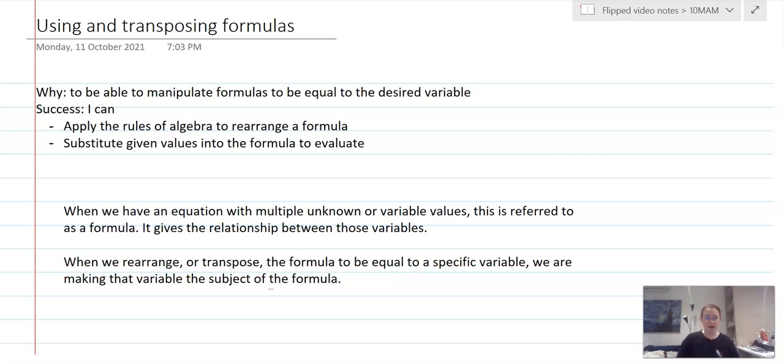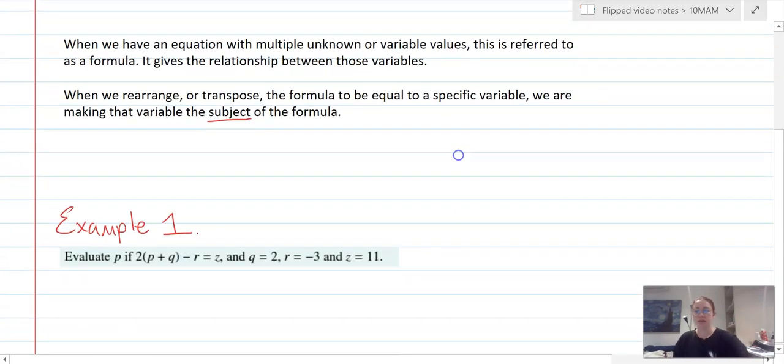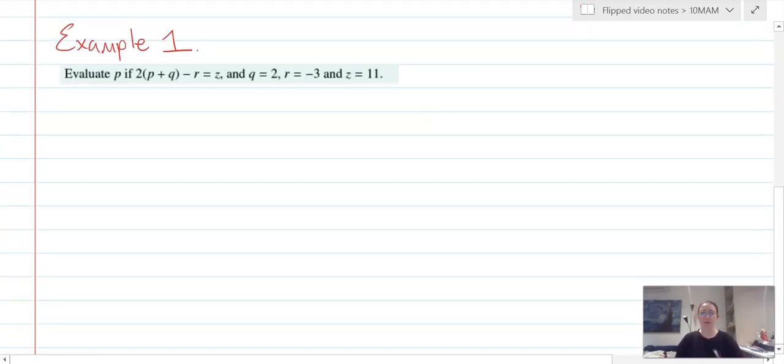When we rearrange, which is often called transposing this formula, so that it's equal to a particular variable, like a specific one that we're looking at, we're making that variable what's called the subject of the formula. So if a question says make y the subject of this formula, that means rearrange it so that your equation or your formula reads y equals this. So let's have a look at our first example here.